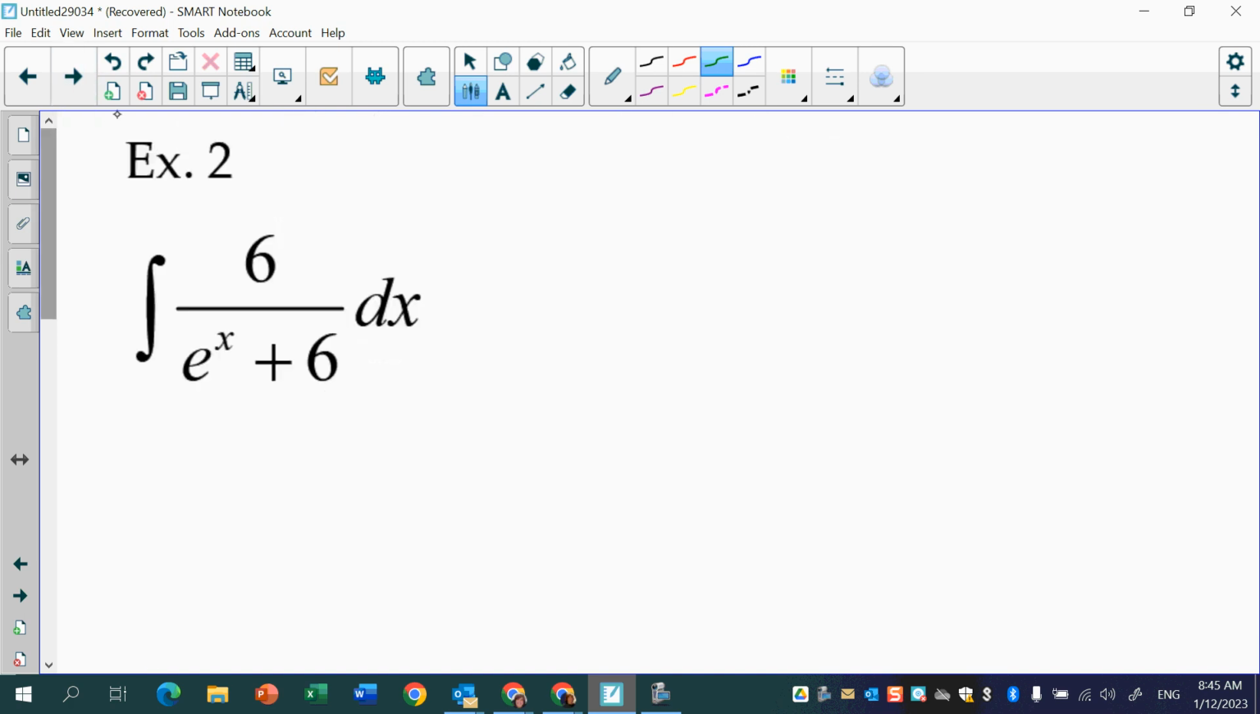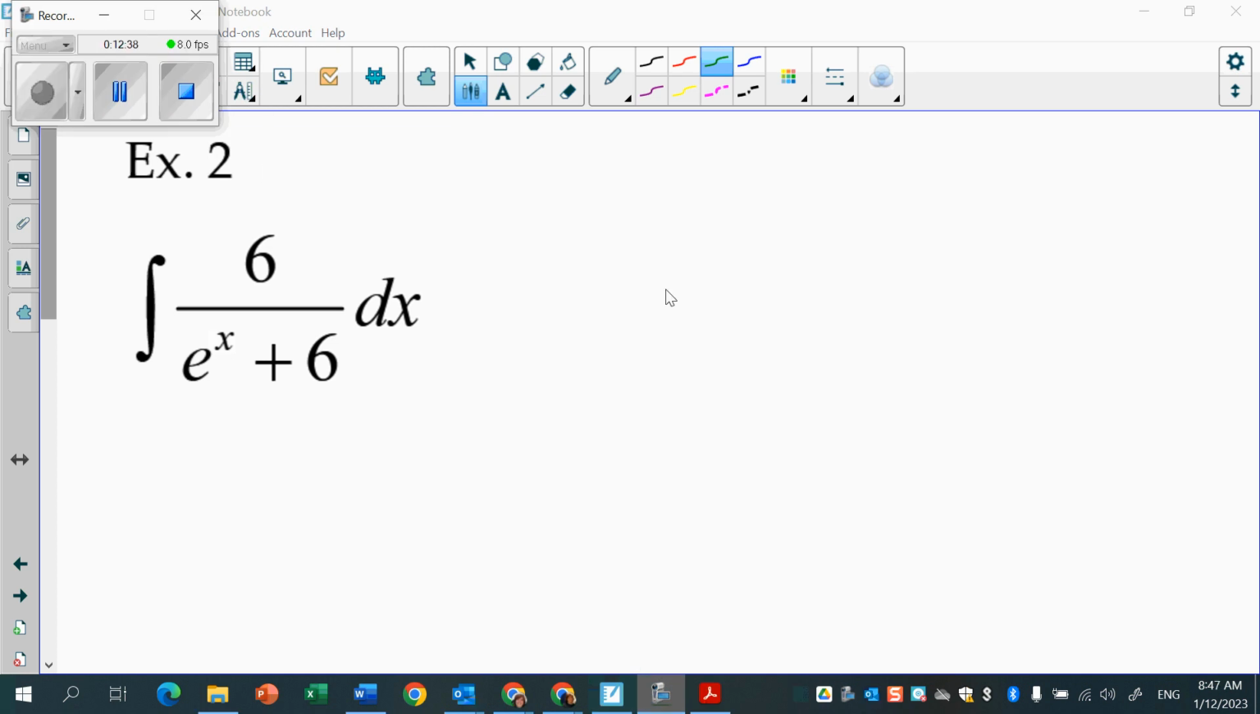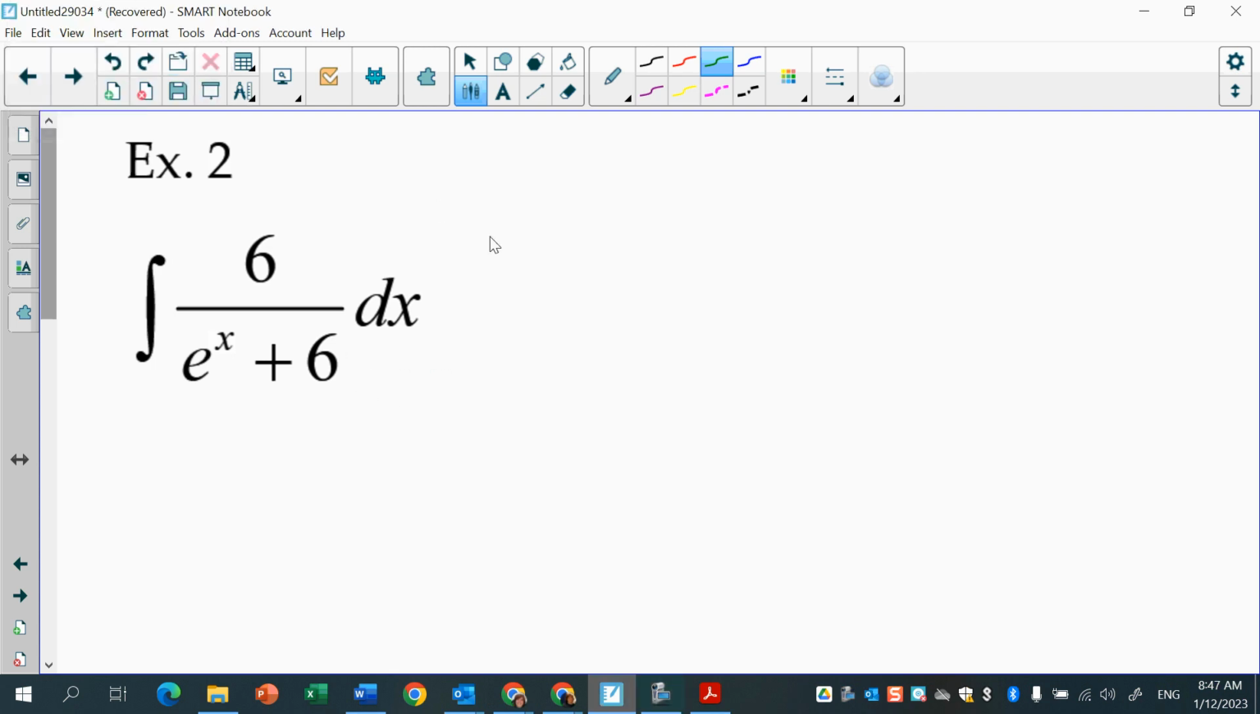So here we go. Here's my next example. The integration of 6 over 6 e to the x plus 6. I want you to take a second and think about how you would do this. Okay, so if you look at this problem, you're like, I don't know how to do that one. I'm going to give you a hint. You need to do some manipulation.